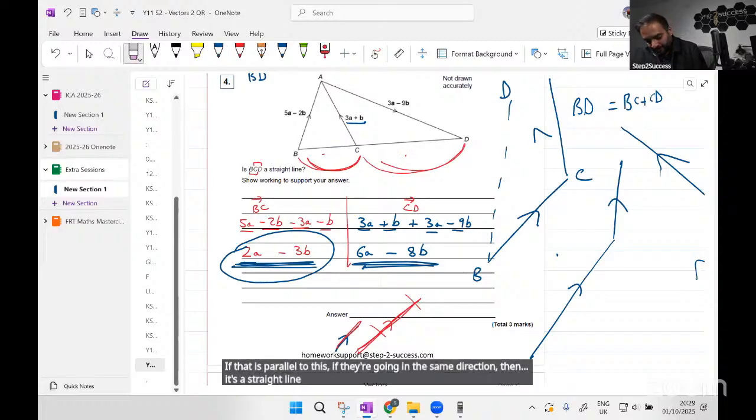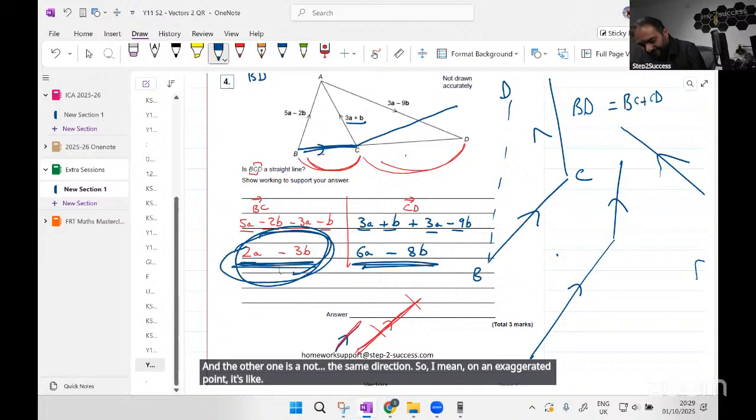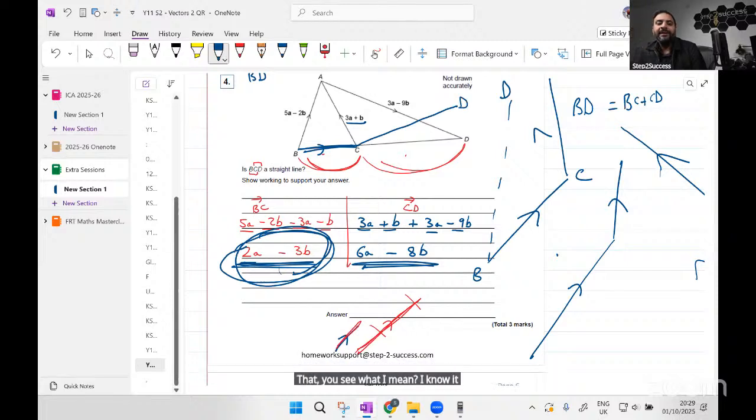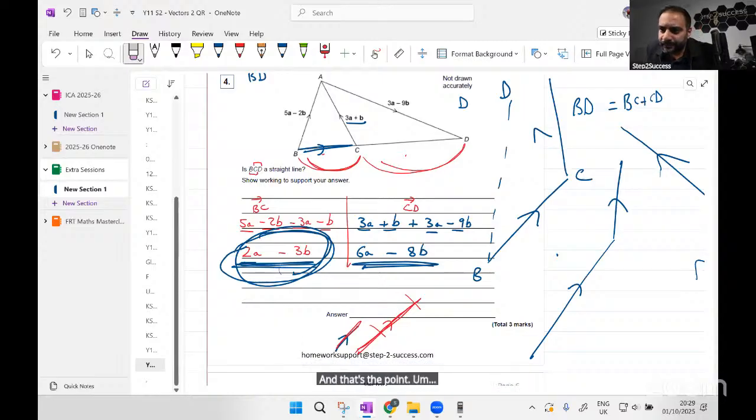But what I just proved just now is that one of them is the vector 2a minus 3b, and the other one is a, not the same direction. So, on an exaggerated point, it's like that. You see what I mean? I know it looks straight here, but we have proved that they're not. And that's the point.